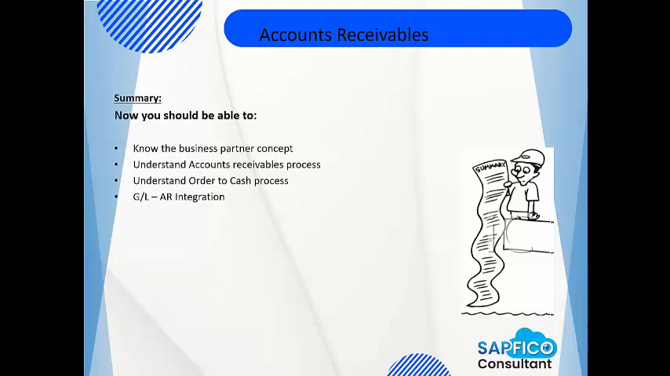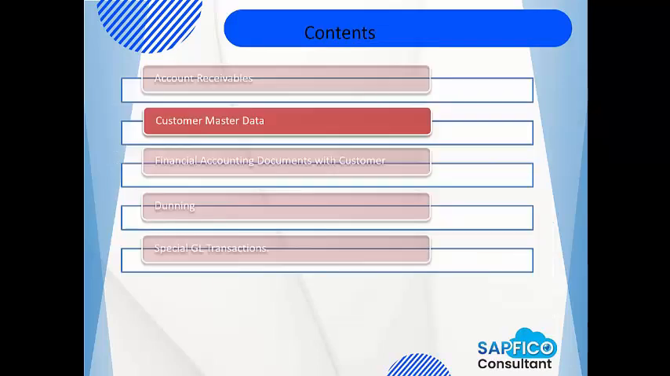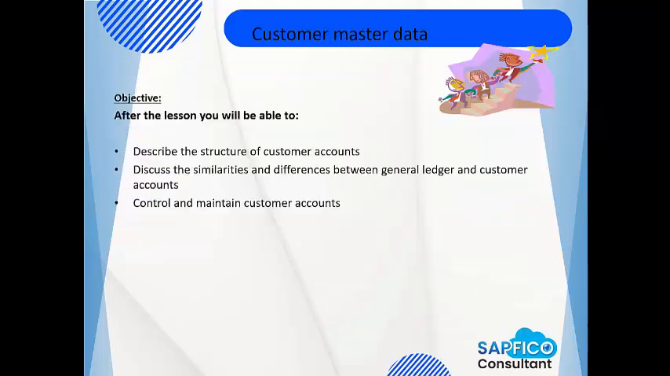So you should now be able to understand the accounts receivable function, the accounts receivable process, the order to cash process, and GL and AR integration. Let's go to the customer master data to understand more details. After the lesson, you will be able to describe the structure of customer accounts, discuss the similarities and differences between general ledger and customer accounts, and control and maintain customer accounts.